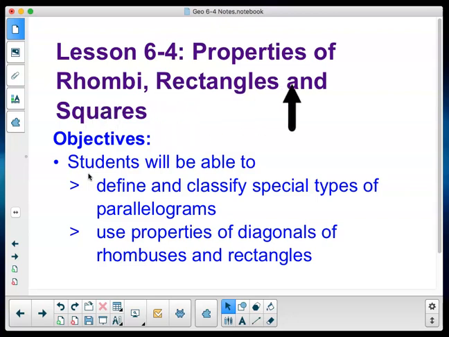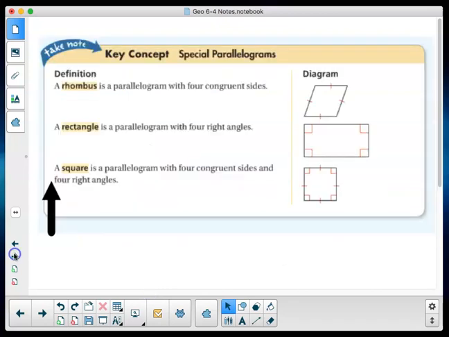Properties of rhombi, rectangles, and squares. Students will be able to define and classify special types of parallelograms. Wonder what these special types of parallelograms might be. Oh, rhombus, rectangles, and squares. Rhombi, by the way, is plural for rhombus. Use properties of diagonals of rhombuses and or rhombi and rectangles. Okay, so that's where we're going.